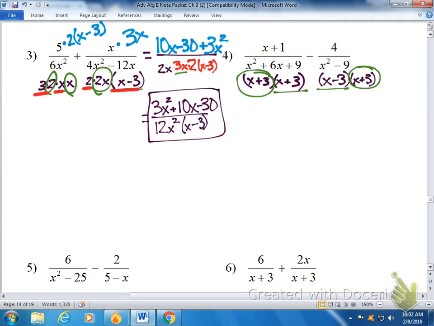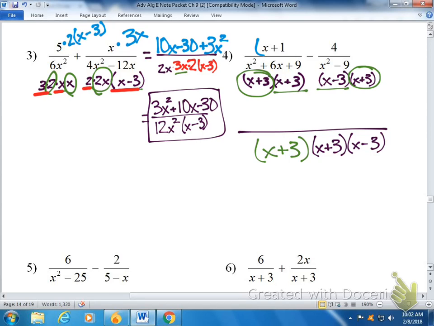So if I just wanted to look at a common denominator right away, what they share is an x plus 3. What they don't share is another x plus 3 and an x minus 3. So the numerator, x plus 1, will be multiplied by x minus 3. The numerator, I'm going to include the negative here. Negative 4, or minus 4, is going to be multiplied by x plus 3.